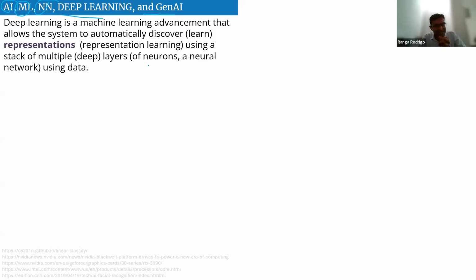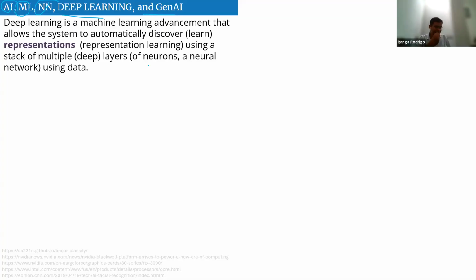Deep learning is a machine learning advancement that allows the system to automatically discover or learn representations. What this means is this: if you see a car, we represented that using a vector of numbers, maybe a 1028 dimensional vector of numbers. So what is the right representation? How do you do that representation? When you represent two objects like a car and a bus, they should remain far apart from each other, right? I mean, they are not the same. So that representation should be different for a car from a bus.